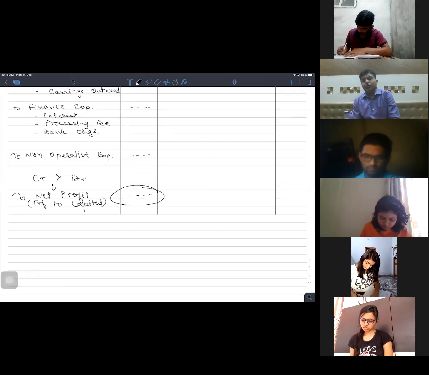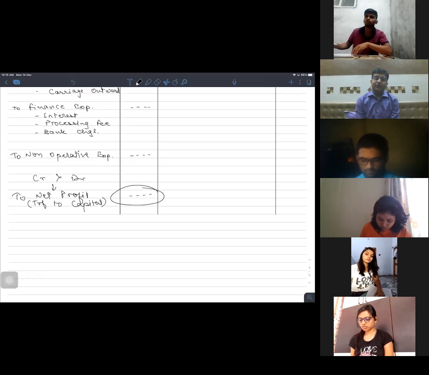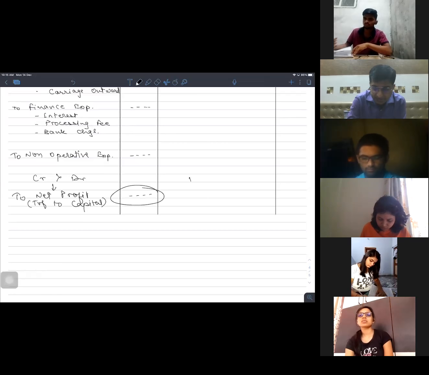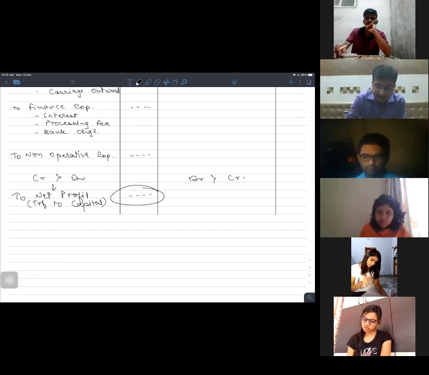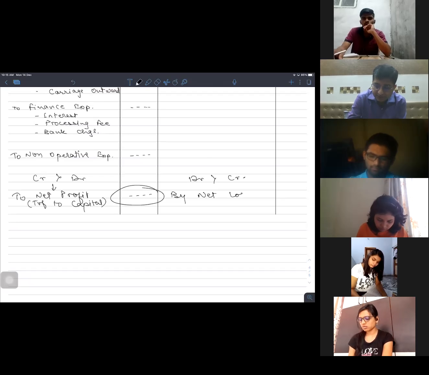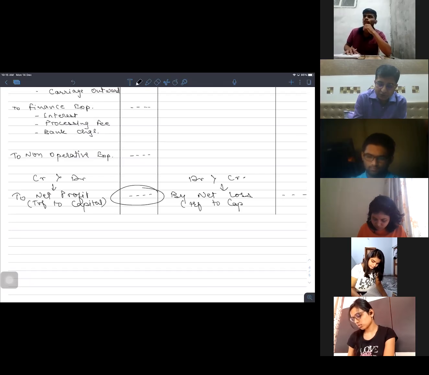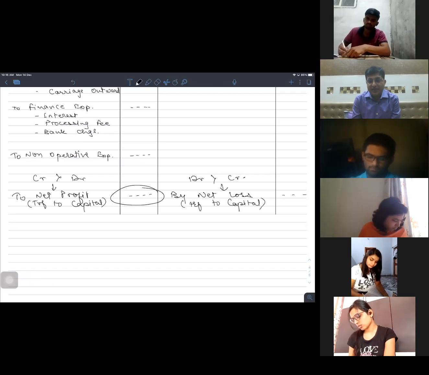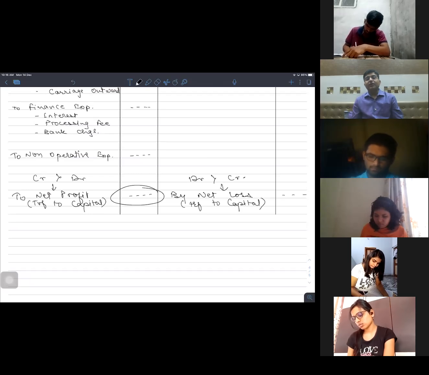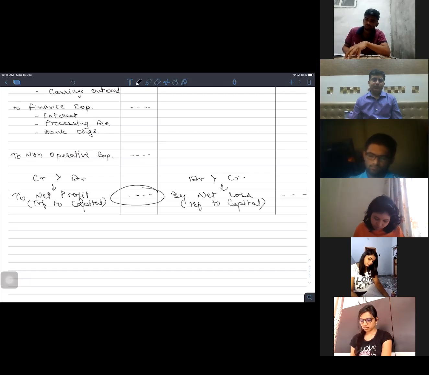Because the ultimate profit or loss of the business belongs to the owner only, right? And therefore, the profit will be transferred to the capital. But if debit is greater than credit, it will be by net loss. Even this net loss will be transferred to capital. So if there is a profit, it will be added to the capital. If there is a loss, it will be subtracted from the capital. Is it clear for everyone?